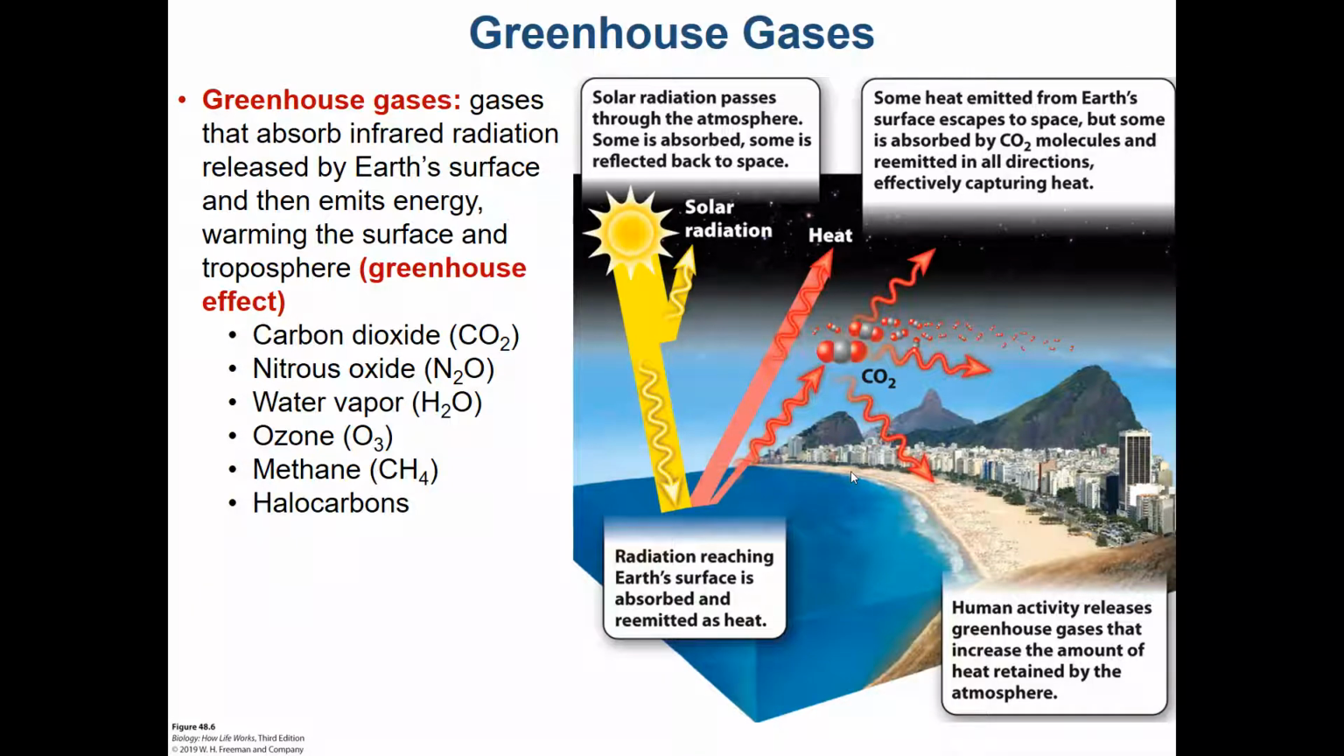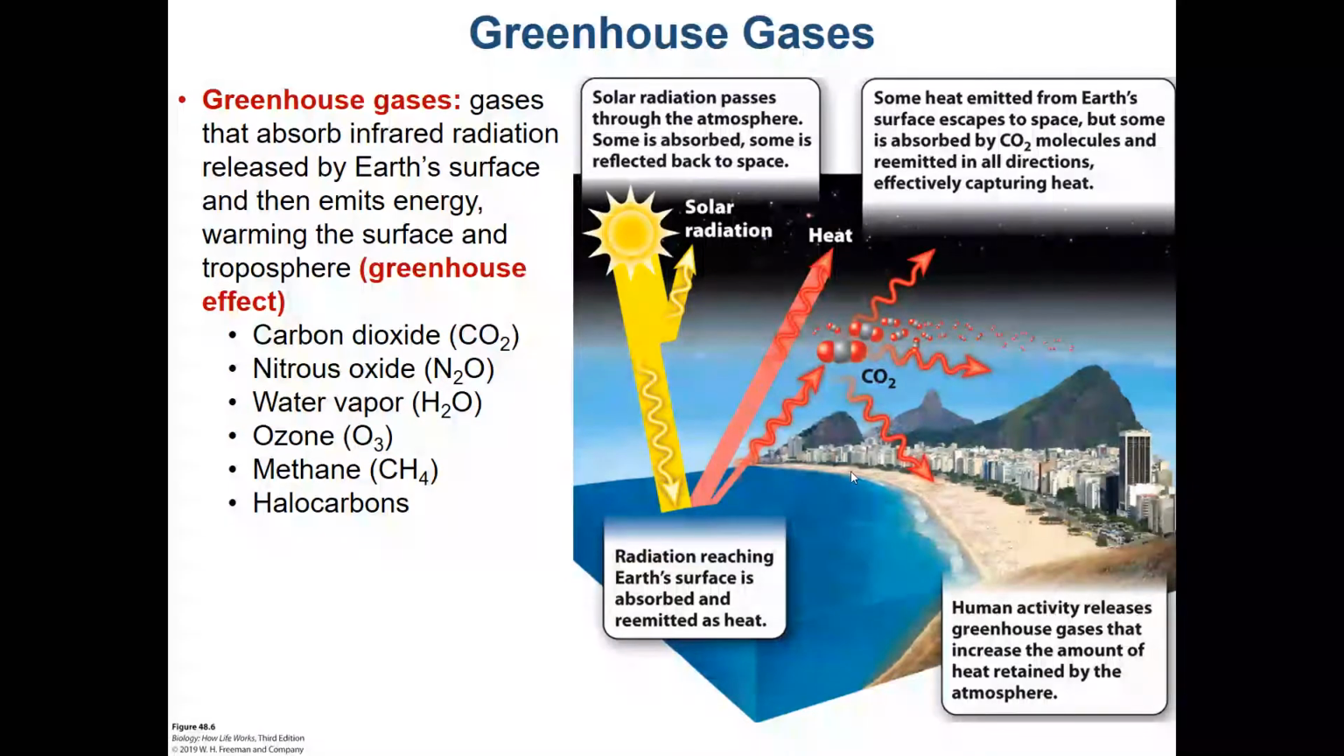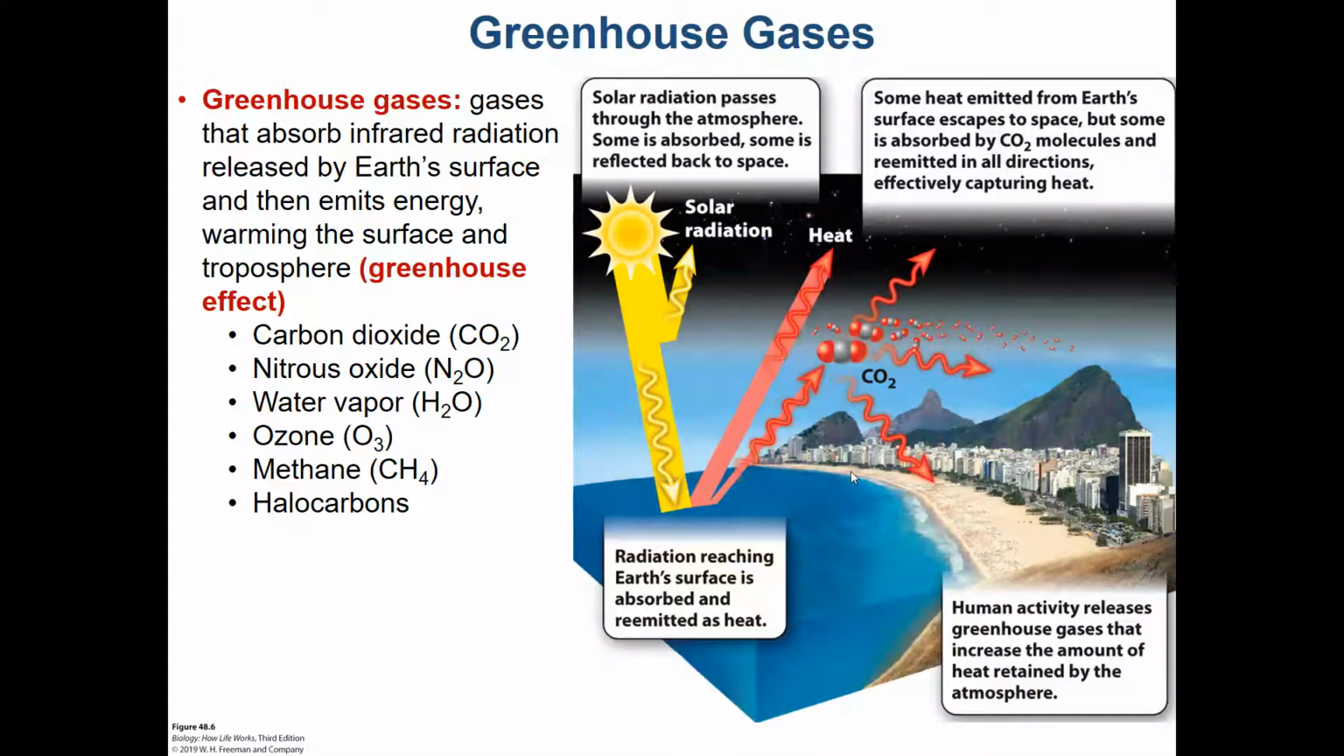Carbon dioxide is only one of several greenhouse gases in the atmosphere. Greenhouse gases are gases that absorb infrared radiation released by Earth's surface and then emit energy, warming the surface of our planet and the troposphere. This process is called the greenhouse effect. Water vapor is another, and so is methane, and you can see a list of other greenhouse gases that we have. Without these gases absorbing and trapping heat, the average surface temperatures would fall below freezing and life would not be possible. So it's important to have these gases in our atmosphere.